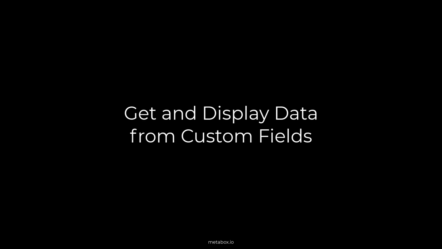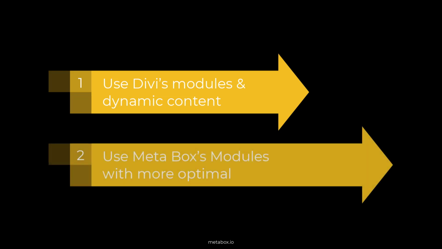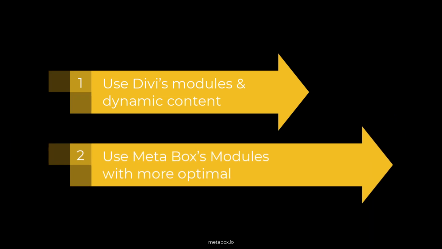There are two ways to get and display data from custom fields in Divi. One is adding modules provided by Divi, and then using the dynamic content option to get data from custom fields created by MB-Box. It's similar to what we do with some other page builders and themes. Another one is using specific modules created by MB-Box. Each method has its own advantages, that you can explore when experiencing both of them later. But I highly recommend using the MB-Box modules. Let's go ahead and see the reason.